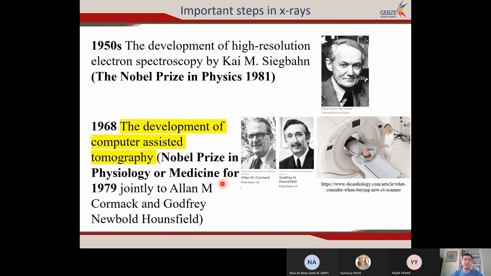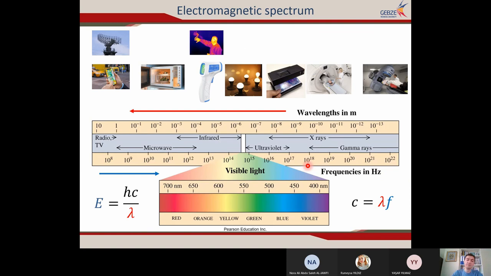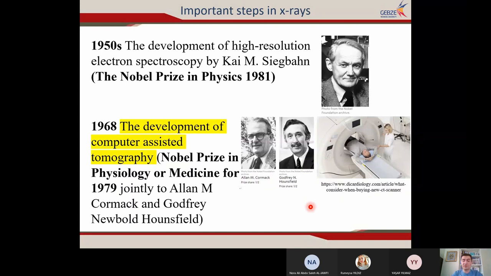And not only for medical applications, this computed tomography is also used in industry for quality check purposes. I will talk about this during the last lecture of this semester. Do you have any question until that point? Actually, I did not mention all the important steps in the X-ray history. There are also many other important developments. Do you have any question here?